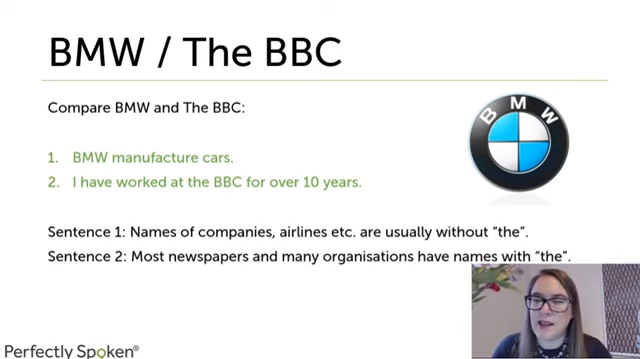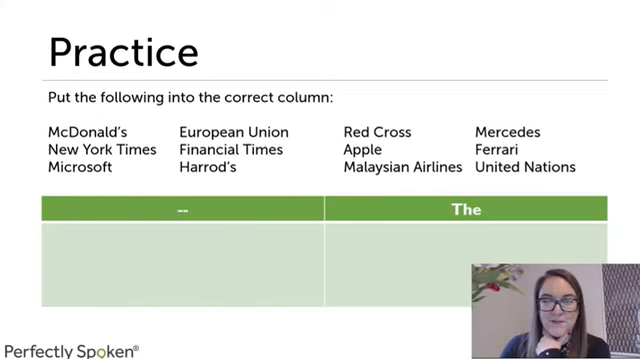Well, number 1, names of companies and airlines, etc. are usually, not always, but usually without the. But most newspapers and many organisations have names with the. Perhaps you can think of some examples in your own country of organisations that have the, and perhaps examples of companies that have a zero article. Well, I'm going to give you some examples if you haven't thought of any. Let's have a look together.